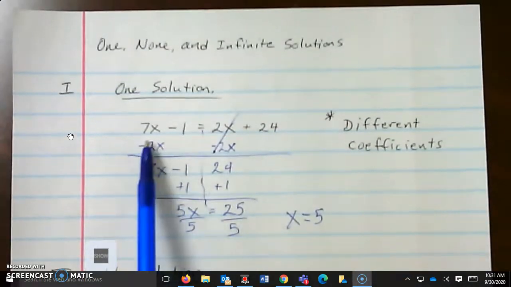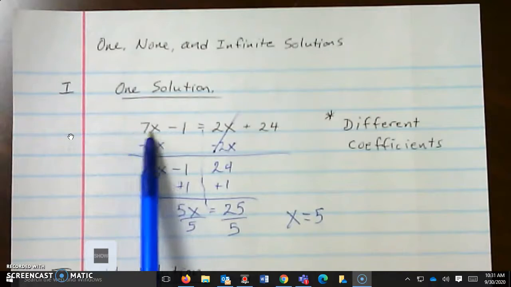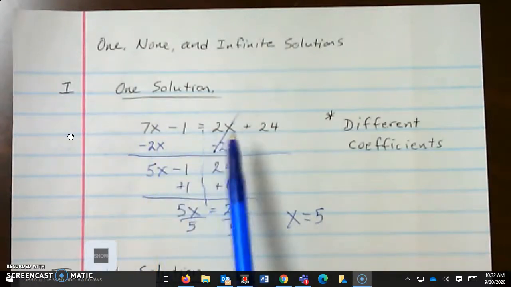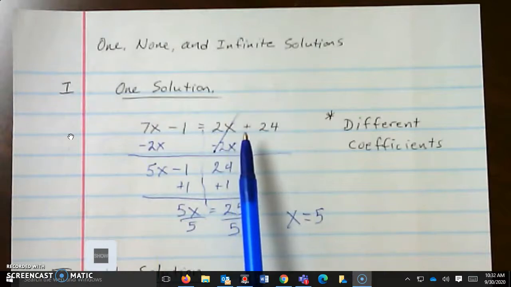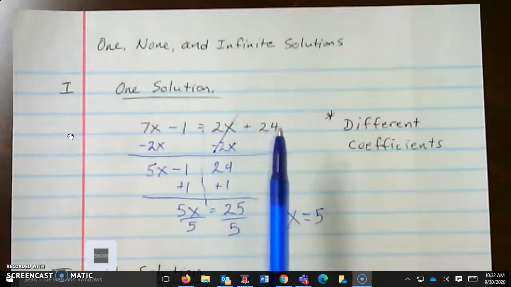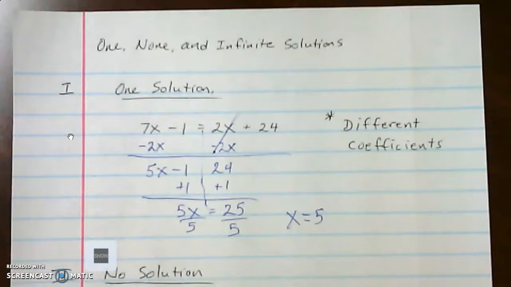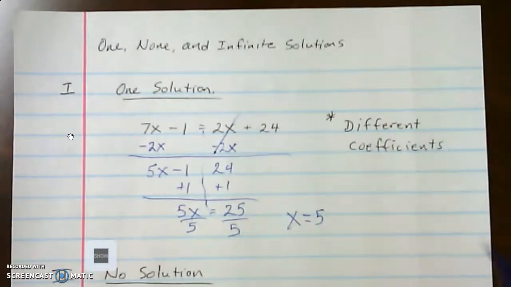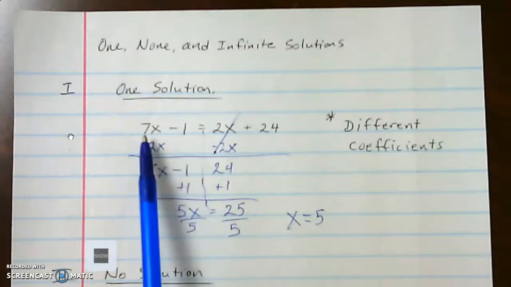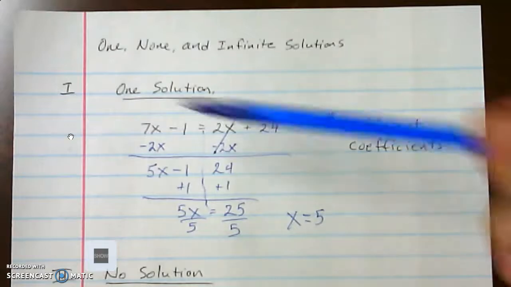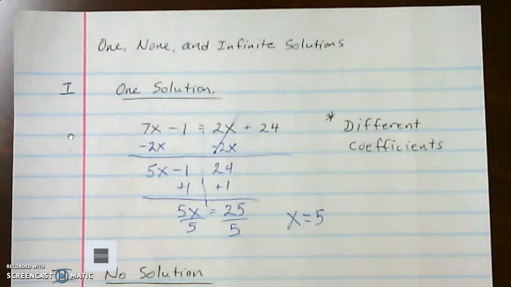If you put 5 in here for x, 7 times 5 is 35 minus 1, 34. 2 times 5 is 10, plus 24 is also 34. See how 5 makes that balance? That's why it's the solution. So, bottom line, if you have different coefficients on each side of the equal sign, see, 7 and 2, you have one solution. Okay, enough about that, because we've done that.